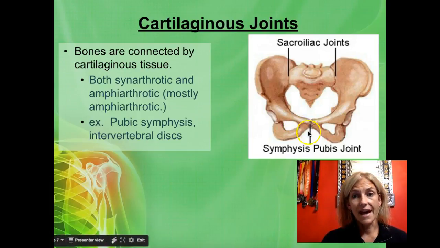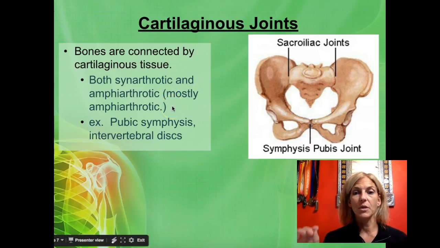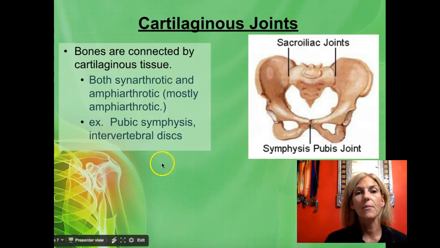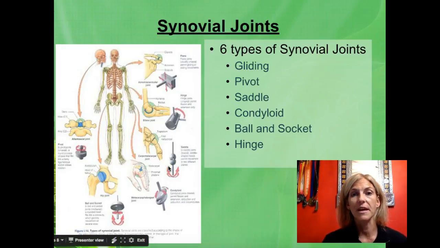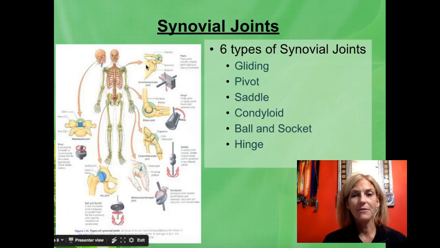So that would be an example of a cartilaginous joint. Some are synarthrotic, the majority are amphiarthrotic. You also have those discs in between your vertebrae, so that provides your vertebrae with a little bit of movement as well. So the synovial joints, we have 6 different synovial joints we'll talk about.